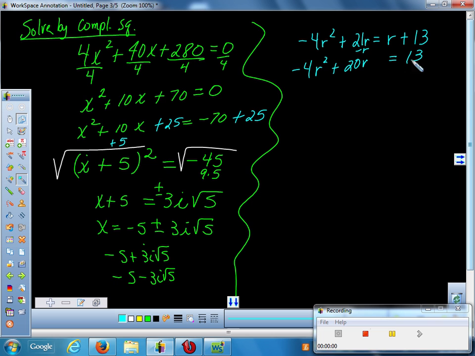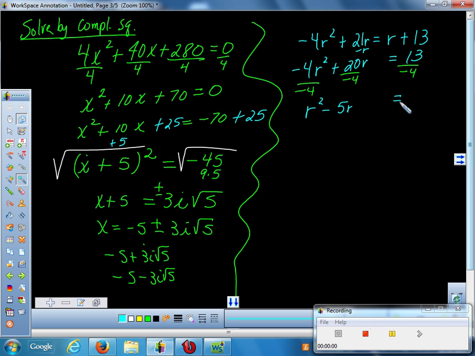But okay, here comes the nasty part. What happens when you have to get rid of that negative 4? You divide by negative 4, divide by negative 4, divide by negative 4. Okay, I'm looking at the first one, it's going r squared, that's good. 20 divides by 4 very nicely. I have negative 5r.